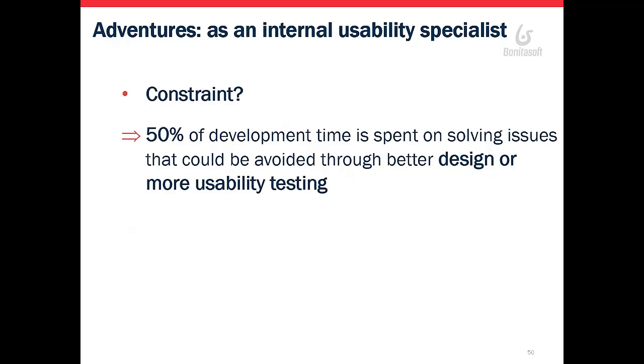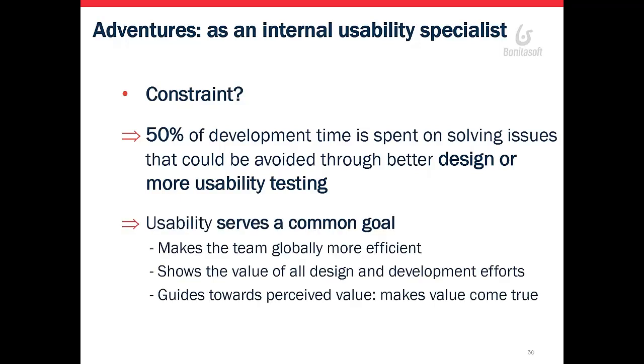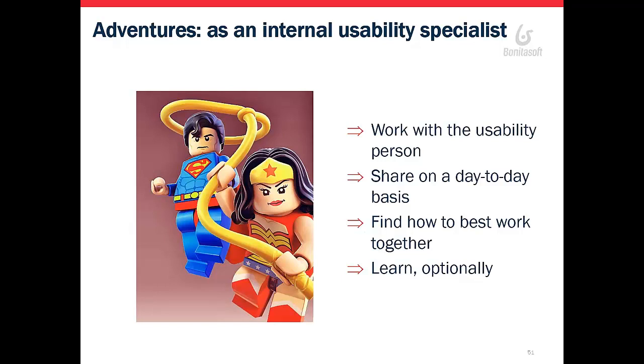We can see that 50% of development time is sometimes spent on solving issues that could be avoided through better design or more usability testing. So usability indeed serves a common goal. It's not a constraint. It makes the team globally more efficient. It shows the value of all the design and development efforts, and it guides towards the perceived value. It makes the value come true. The code builds something that the users really enjoy and that really has value to them.